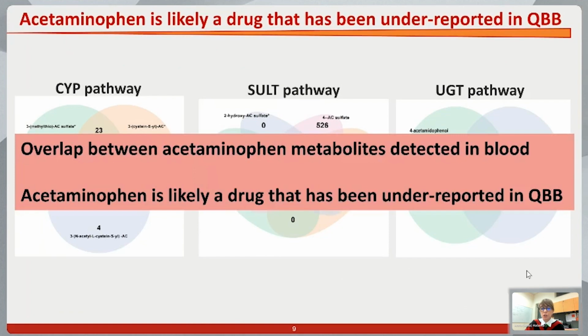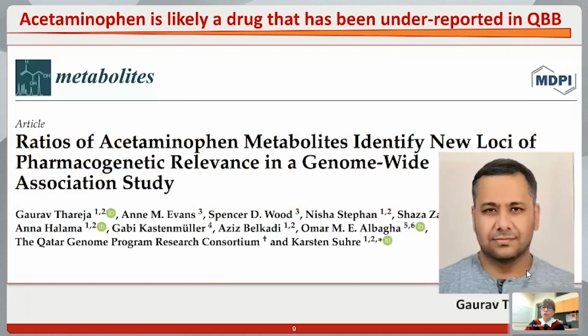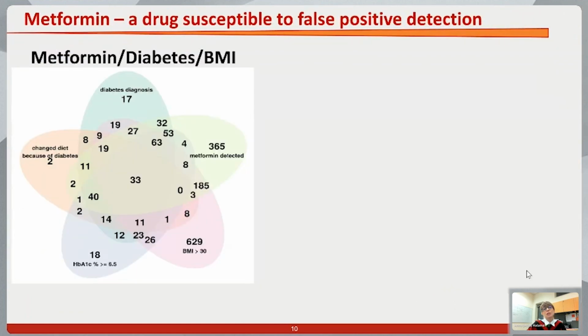So in fact, the richness of this data led to further study, and this was done by Gorev, who was looking specifically at the new pharmacogenetic loci which are related to acetaminophen. I'm not going to be talking about this one today, but if you are interested, I strongly encourage you to look at this paper, because he was able to identify a pretty interesting story there. So now, going back to metformin.